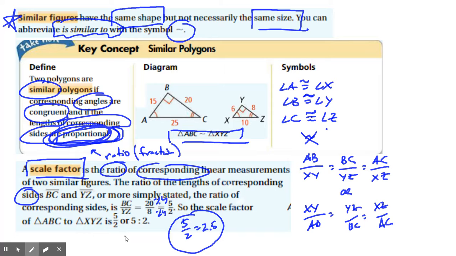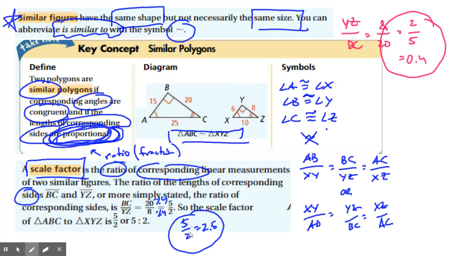So they did BC to YZ, 5 to 2, right? 5 to 2. You could also do YZ, and I'll do it up here in red. You could also do YZ to BC, which would be 8 to 20, right? 8 to 20, which would be divide by 4, 2/5. And that could also be written as 0.4. So your scale factors can be two directional.